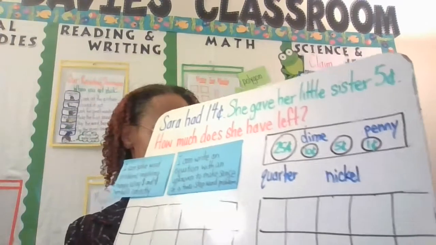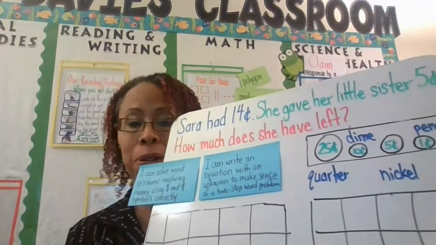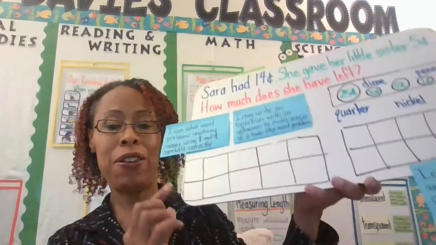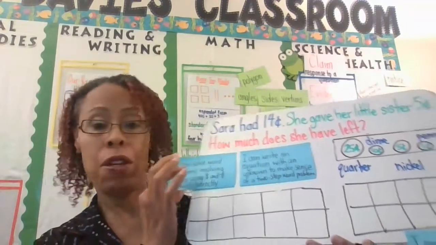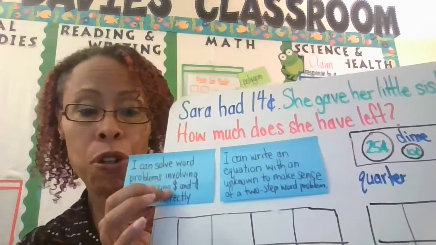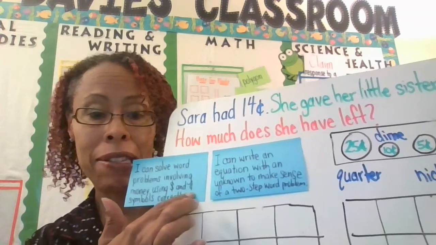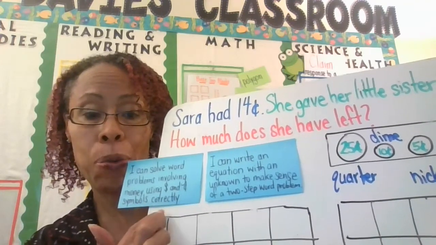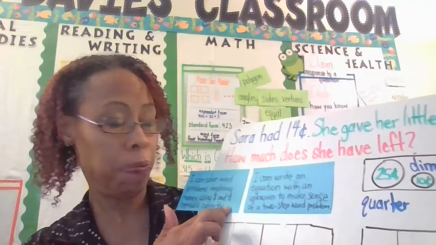All right, today we're going to be working on two-step word problems, and we have a number of objectives, our learning targets. First one is I can solve word problems involving money using dollar signs and cent symbols correctly. This is the dollar symbol, this is the cent symbol.